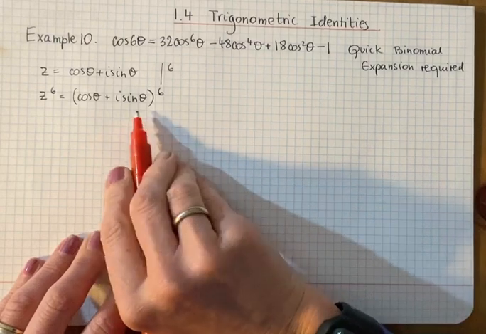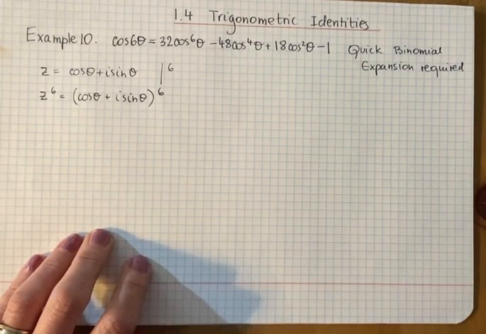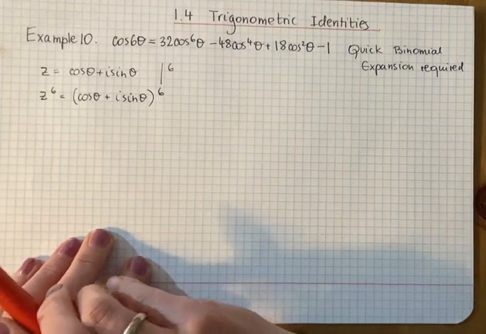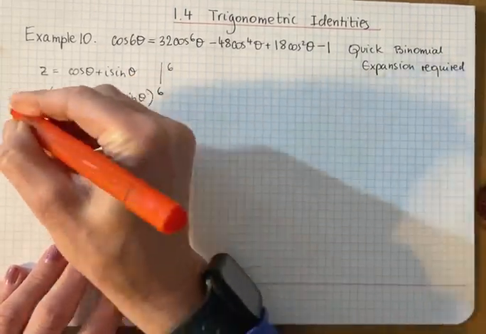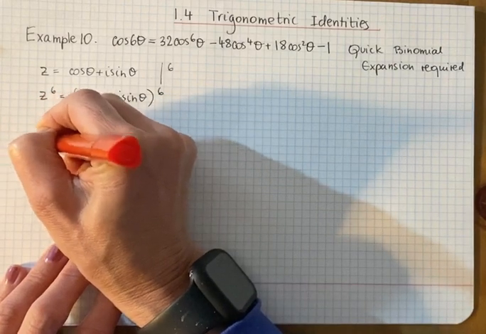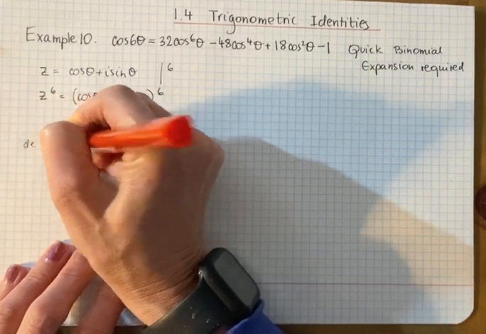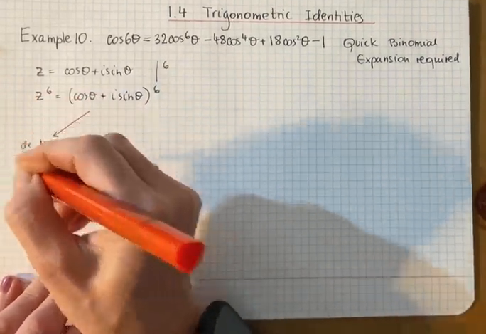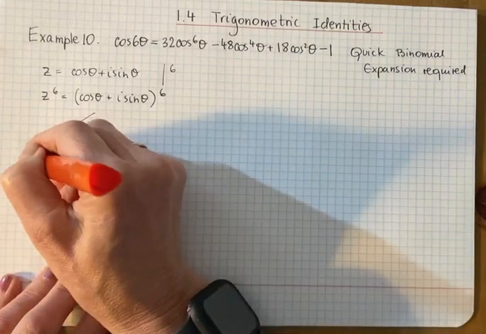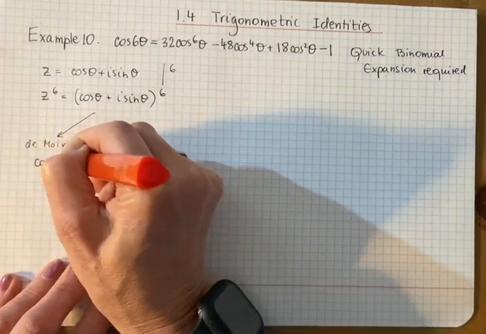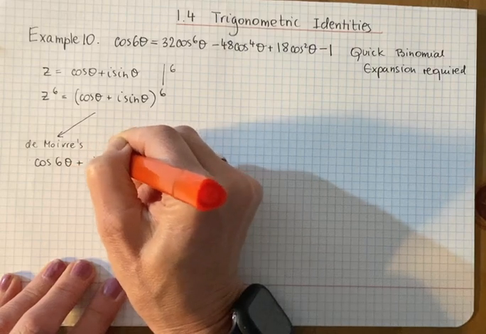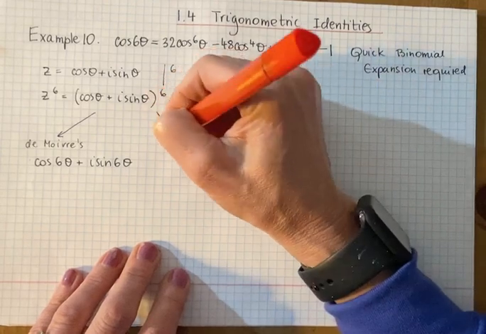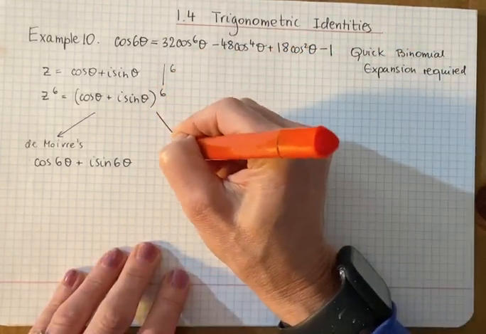Okay, and there are two ways of evaluating this expression. One way is clearly using de Moivre's theorem. Using de Moivre's, we are going to rewrite it as cos 6 theta plus i sine 6 theta. Okay, so that's one way. The second way is using binomial expansion.